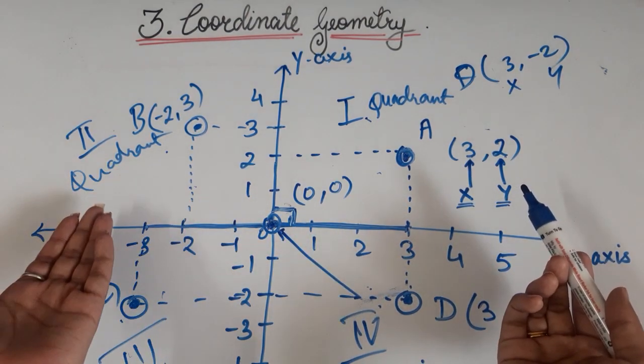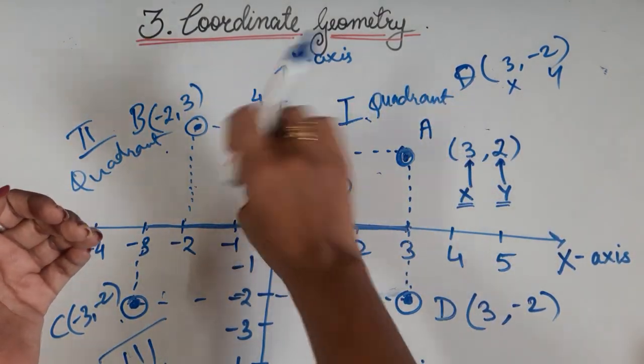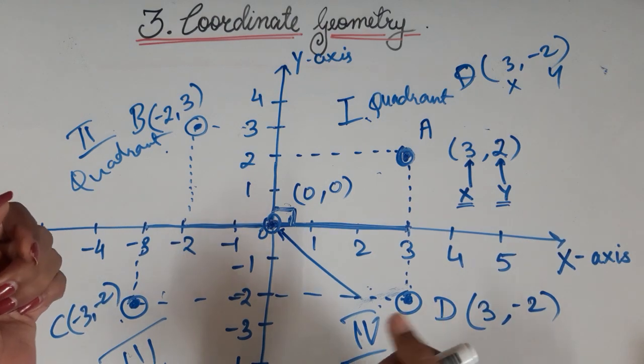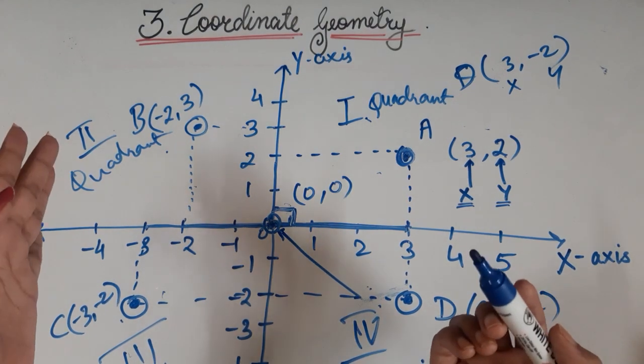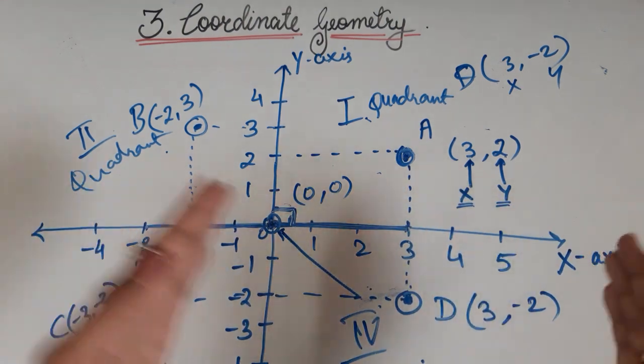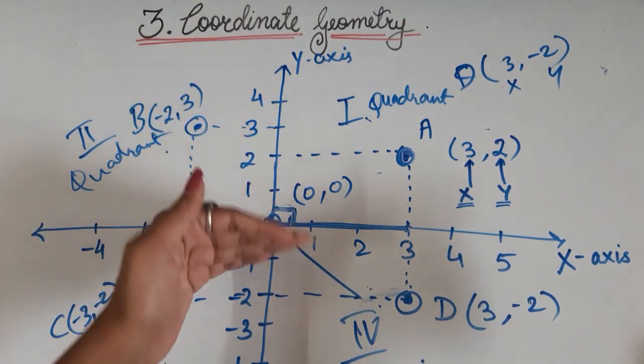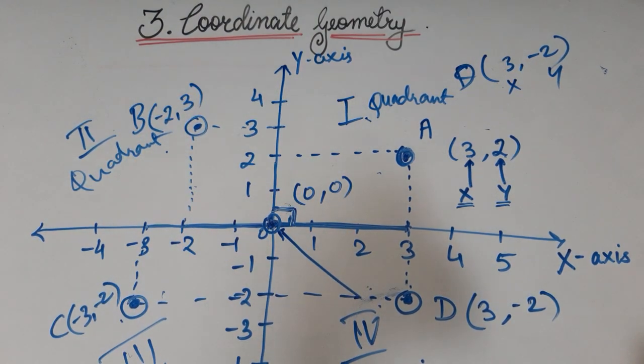To the left side of the origin, negative numbers. Above the origin, again positive numbers, and below the origin, negative numbers. This is the sign convention for the Cartesian system: right side of origin positive, left side of origin negative, above origin positive and below origin negative.